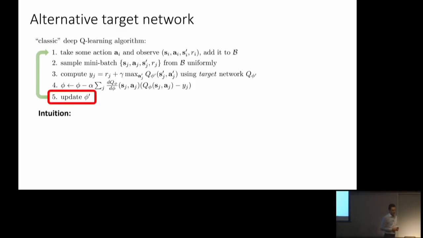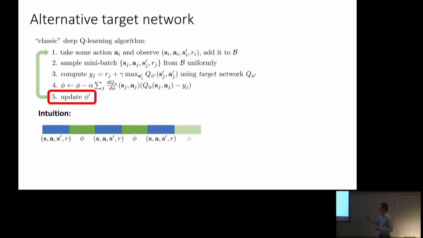So why might it be undesirable to just copy phi into phi prime every 10,000 steps? Well, there isn't really a very formal argument for it, but there's kind of a hand-wavy intuition. And the intuition is the following: if you're updating every, let's say, 10,000 steps, your training process looks something like this. You collect some transition, you update your phi, collect another transition, update your phi, et cetera, et cetera, et cetera.